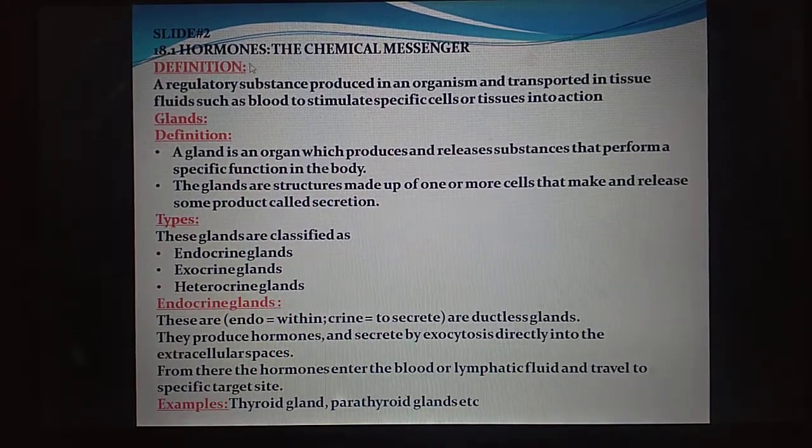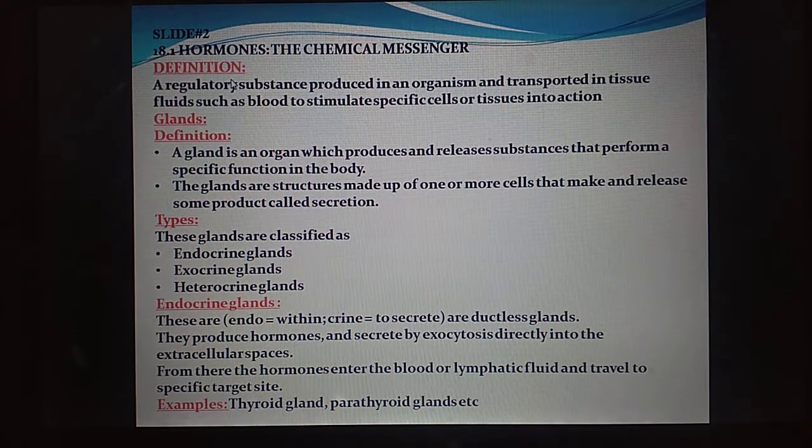Now, as we know that hormones are chemical messengers, they are the main tool of chemical coordination. So that's why we have to define the chemical messenger or hormone as well. Okay. Now, what is a hormone? A regulatory substance which is produced in an organism and transported in tissue fluids such as blood to stimulate special cells or tissue into action, right? These chemicals bring about the stimulation of particular targeted cells, and these messengers are poured or directly secreted into the blood.